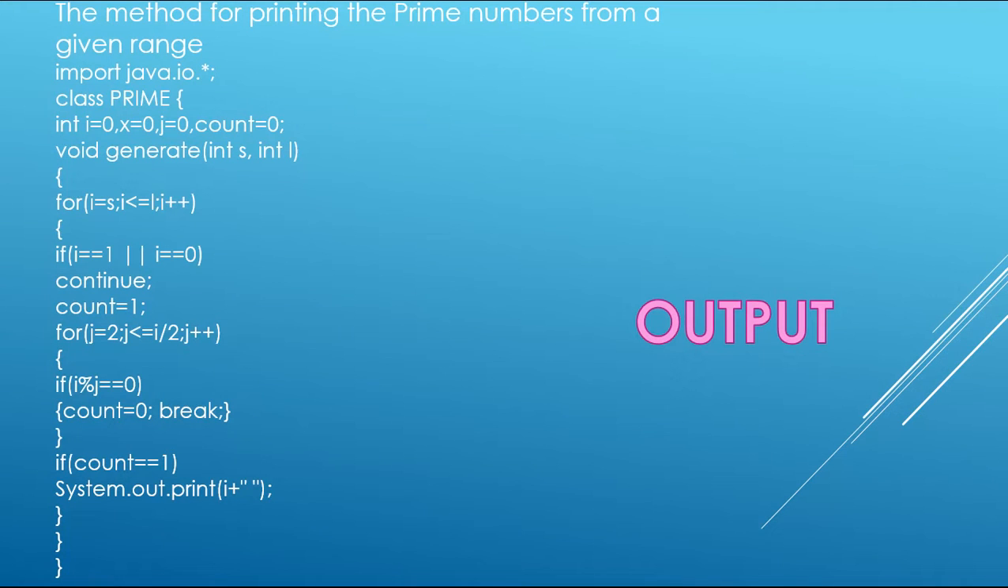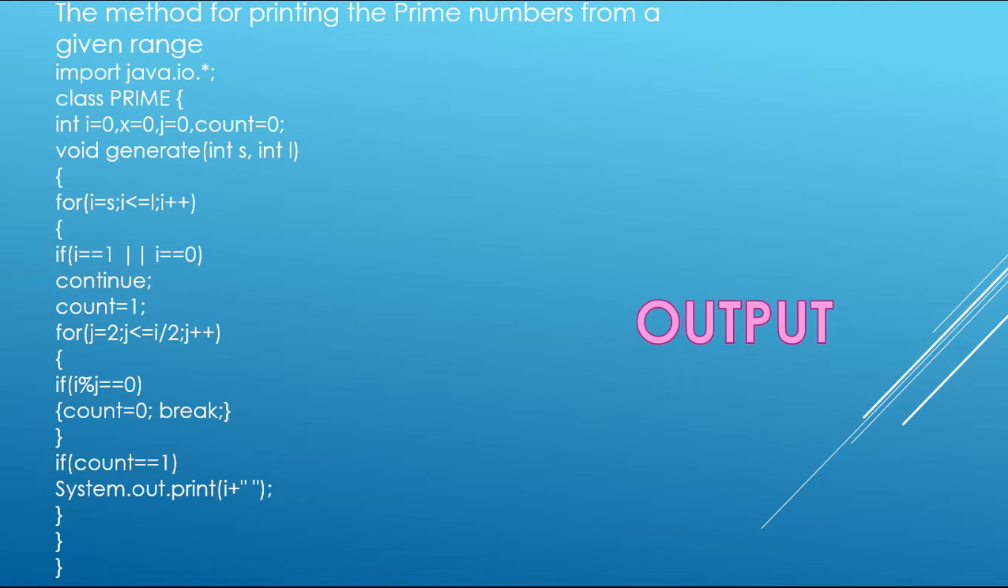Here you find I made one method for printing the prime numbers from a given range. But first of all, you must know what a prime number is. A prime number is a number which is divisible by 1 and the number itself. And you will find the factors. Suppose it is a prime number, it should not be divisible by other numbers. So you can do that in the program code.